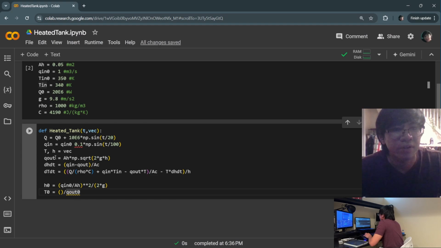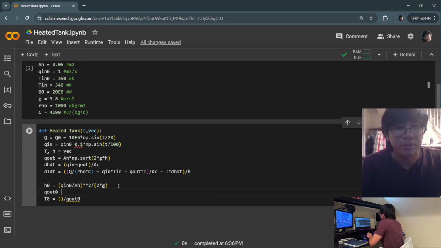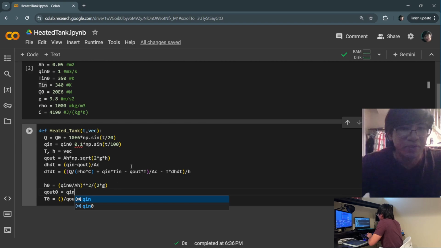I guess I should also define our Q out initial here. Since we have our Q out up top, but we need to make sure this value is using the initial terms, so Q out. Now let me just copy paste it.